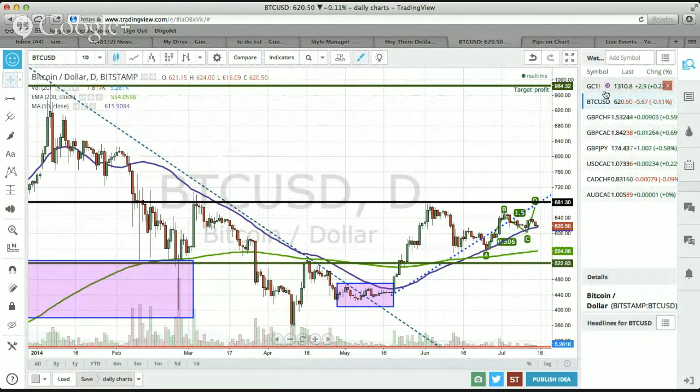So this is an example, or could be an example of consolidation before the breakout. That's gold and Bitcoin. Both of those are longer-term positions for me. Bitcoin a bit like a speculative lottery ticket. Gold a longer-term hedge against the big picture fundamentals in the global economy. Now on to my short-term Forex trading.